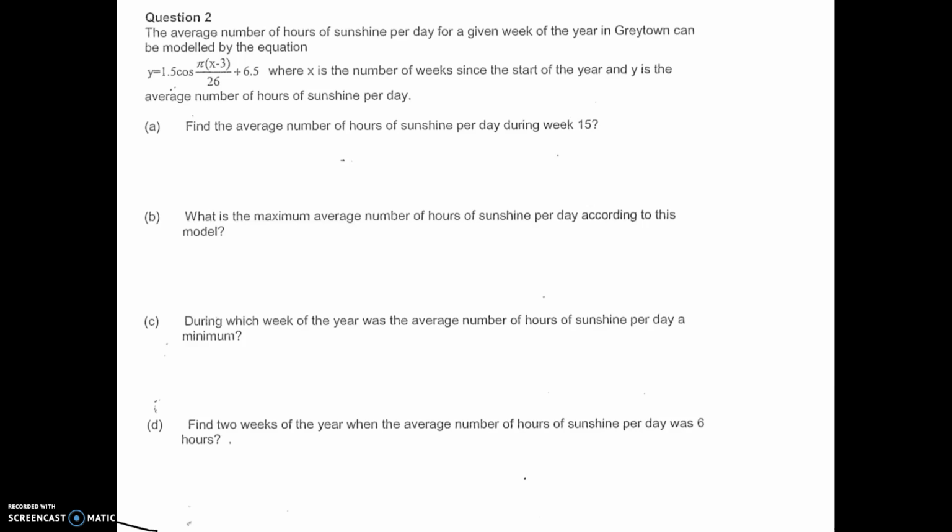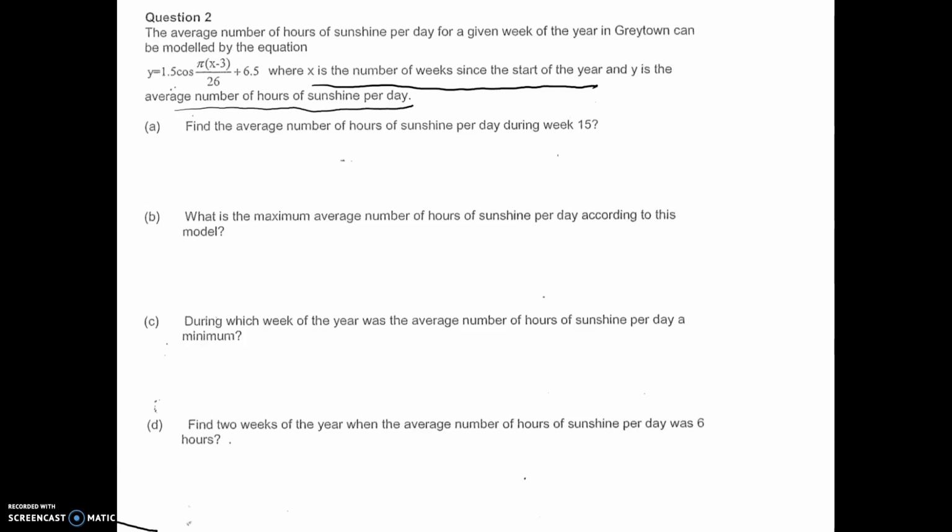Okay, so let's look at an achieved level question. In this question, you have been given the model and you have to answer some questions based on it. It's very important to understand what X and Y represent. X is the number of weeks since the start of the year, and Y is the average number of hours of sunshine per day.